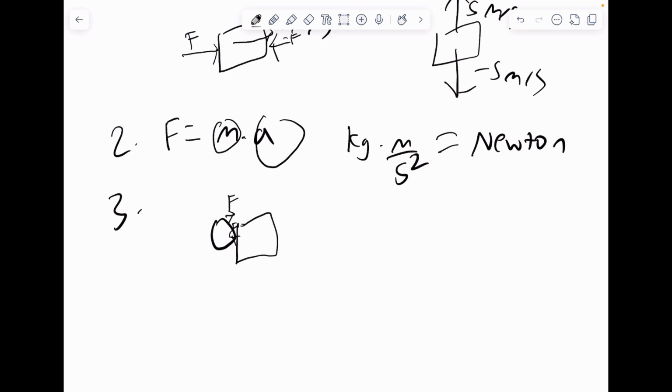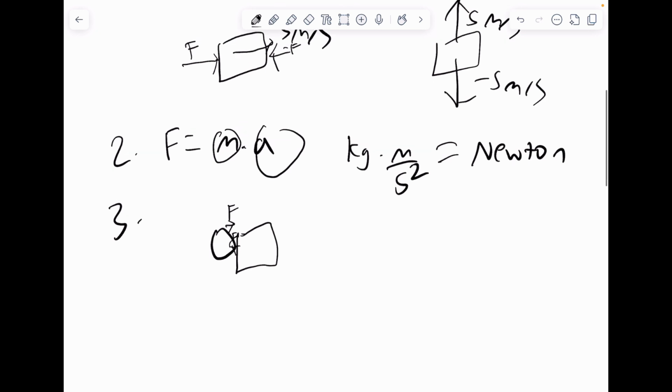The reason that things accelerate differently is because the amount of force needed to make them move is different. If we go back to the F equals ma equation, since mass and acceleration are inversely related, if you have some force, but it's a very heavy object, it's not going to accelerate much.